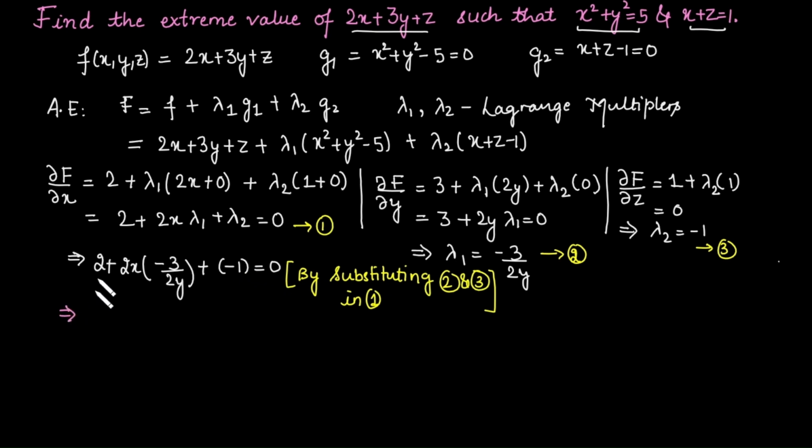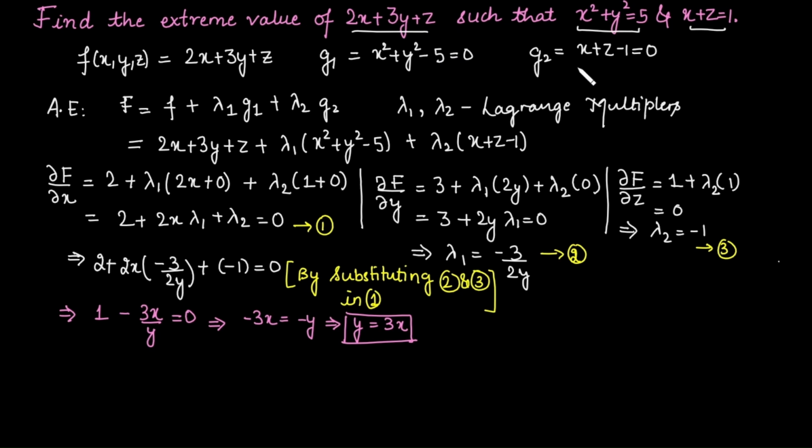From here we have 2 minus 1 is 1. This is minus 3x by y, because this 2 gets cancelled with 2. That is equal to 0. This implies minus 3x is equal to minus y, or we can say that y is equal to 3x. Now we are getting the relation between y and x, that is y is equal to 3 times x.